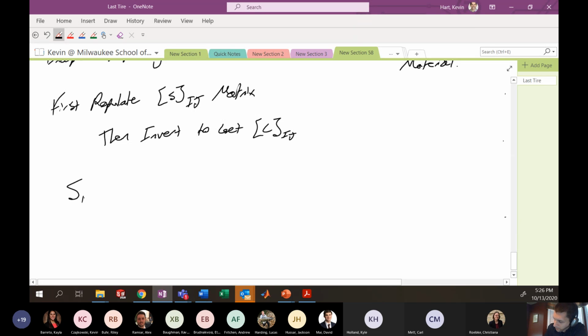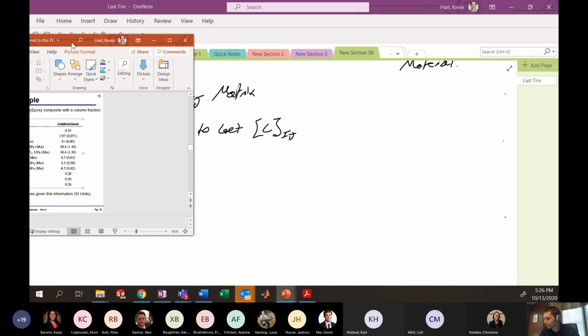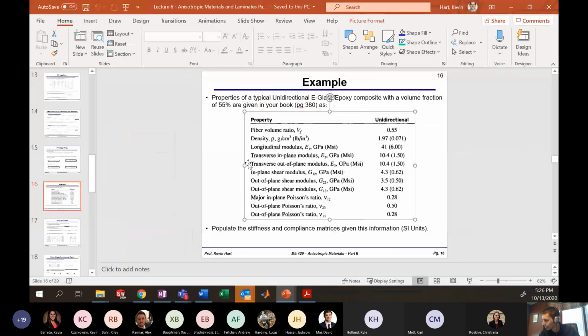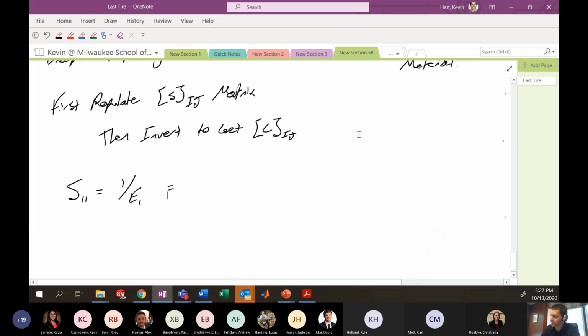So for instance, if we want to populate the 1, 1 entry, we know that this is going to be 1 on E1. If we go back to our example handout here, we see that the modulus in the 1 direction, the longitudinal modulus, is 41 GPa. So we'll work in GPa here. So this S11 entry is 1 on 41 GPa. If you calculate this out, you'll just get 0.0244, 1 on GPa.